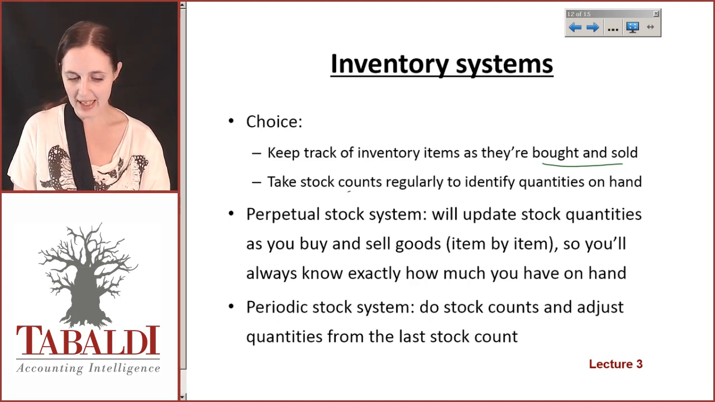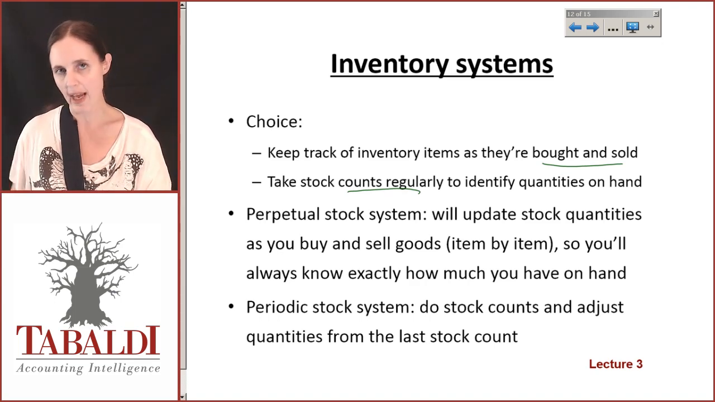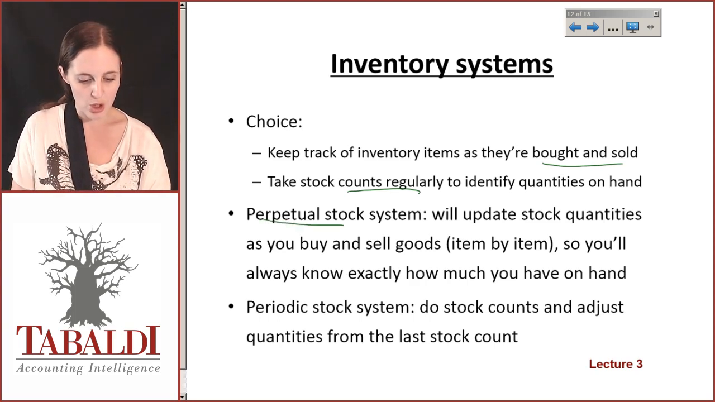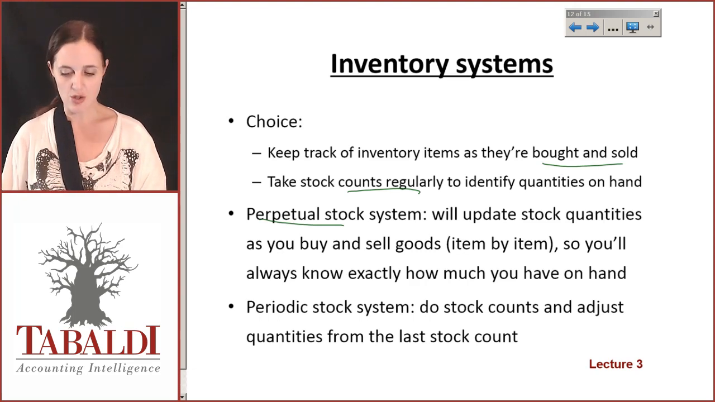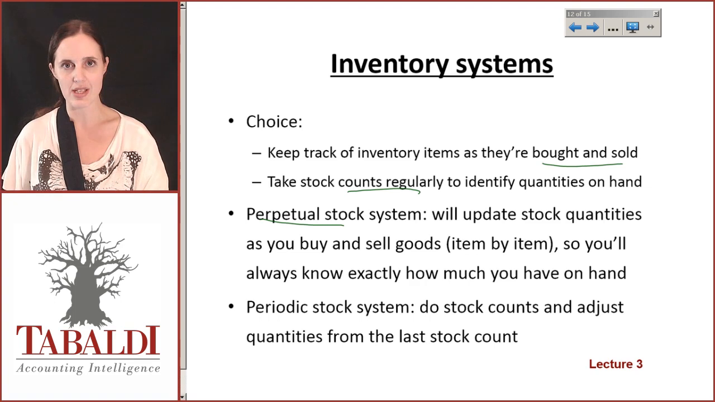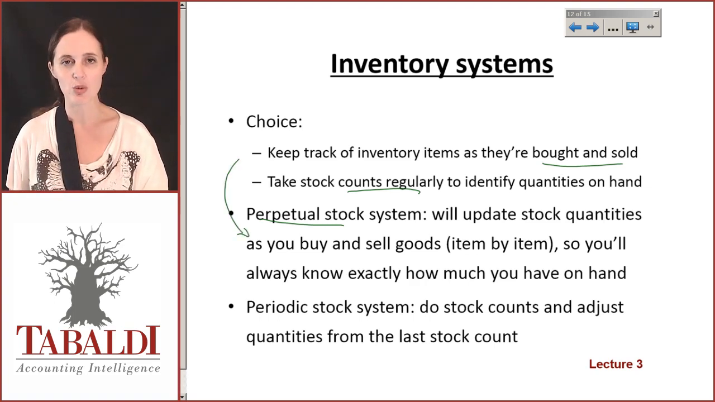Or instead of doing that, I can rather take stock counts of every item regularly and just identify exactly how much do I have right now. And those are the 2 most common inventory systems we use. The Perpetual stock system will update the stock quantities as I buy and sell goods item by item. So I'll always know exactly what I have on hand. And that choice over there is called your Perpetual stock system.